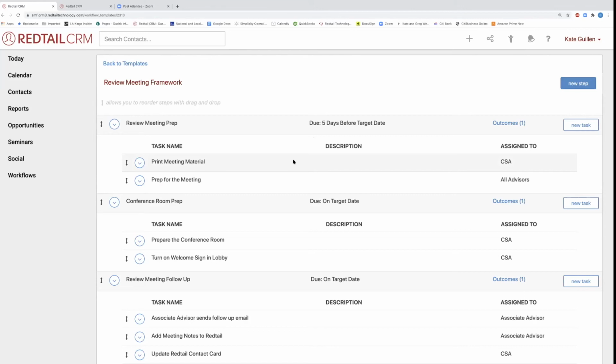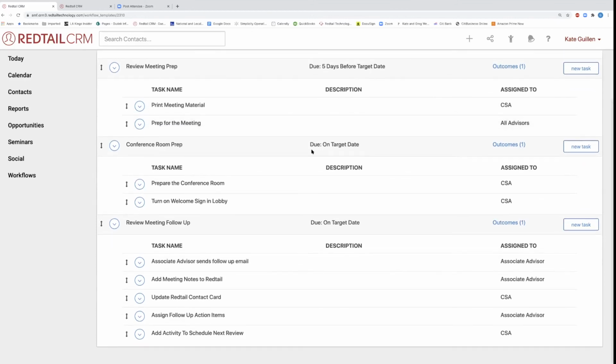So for the sake of this review meeting workflow, we have those same 3 steps. We have the prep, we have the day of responsibilities, and then we have our follow-up responsibilities. So here is our initial framework for building out this Redtail review meeting workflow. We've created the framework. We know what we're doing first, second, third.